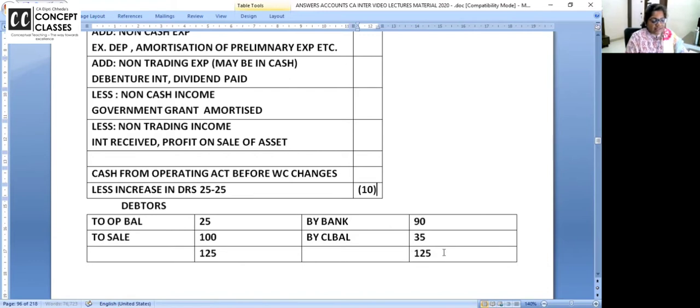I started the class late, really sorry to say, to check if the digital pen is working, but sometimes technology helps, sometimes it doesn't support. If it works tomorrow, again, I'll explain this, but let me make it clear with my cursor. Whether you write 25 plus 100, 125 minus 35, 90, or you write collection from debtors.